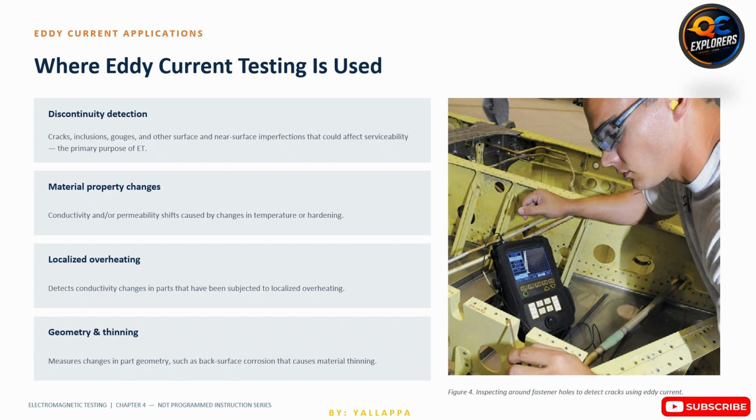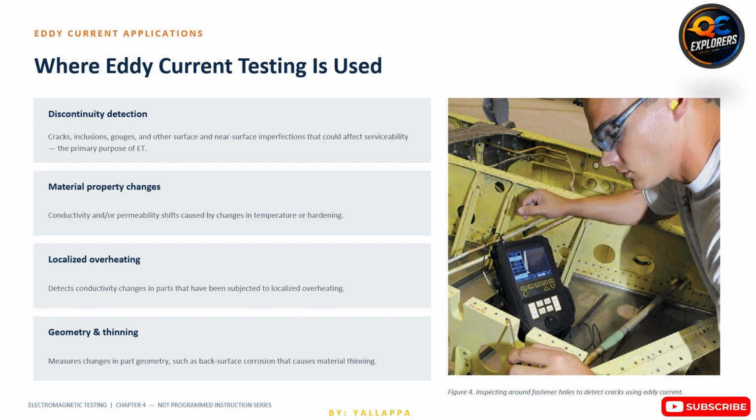Beyond crack detection, eddy current testing can identify material property changes. Variations in electrical conductivity or magnetic permeability may indicate differences in alloy composition, heat treatment, or hardness. The technique is also effective for identifying localized overheating. Excessive heat can alter the microstructure of a material, changing its conductivity. These changes produce measurable signal variations that may indicate thermal damage before visible signs appear.